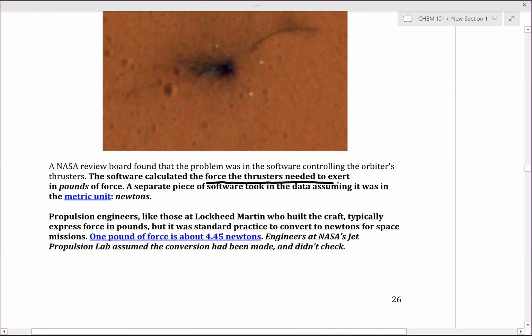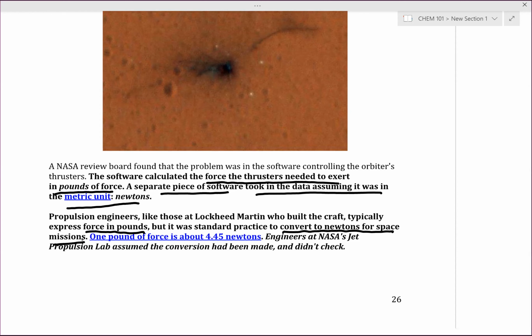So the main excerpt from the article that I thought was really interesting: the software calculated the force the thrusters needed to exert in pounds of force. This is the English or imperial unit. A separate piece of software took in the data assuming it was in the metric unit of newtons. So failure to convert units created a bit of a problem. Propulsion engineers typically express force in pounds, but it was standard practice to convert to newtons for space missions. Just out of curiosity, 1 pound is about 4.45 newtons. Don't need to worry about that.